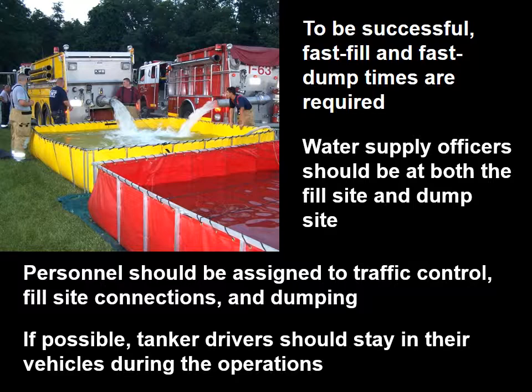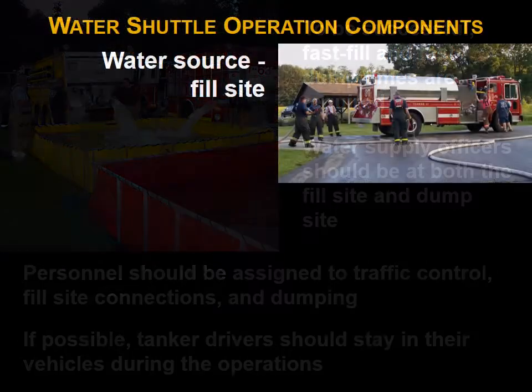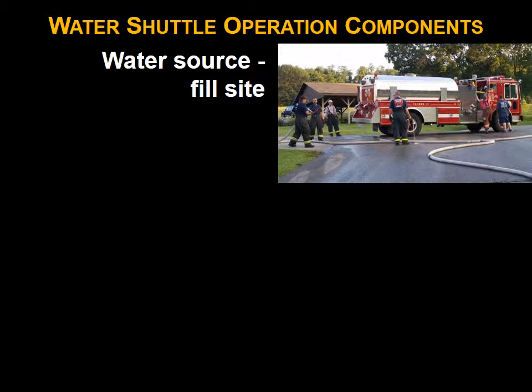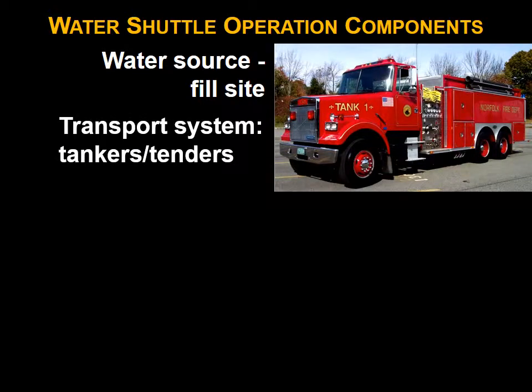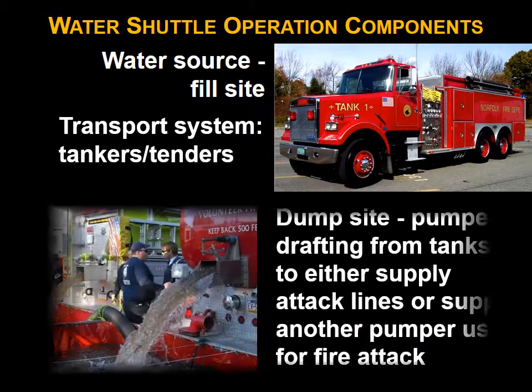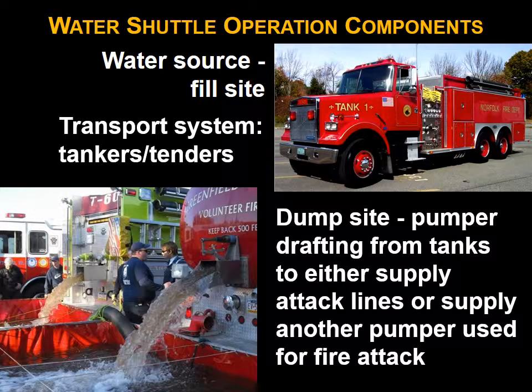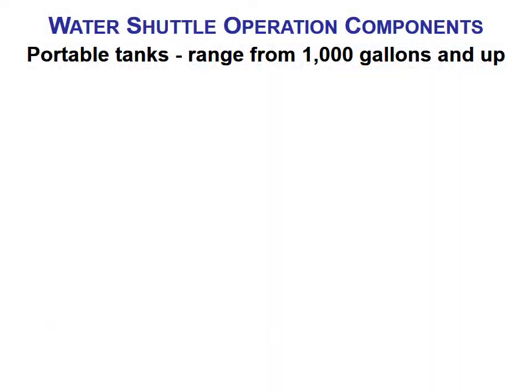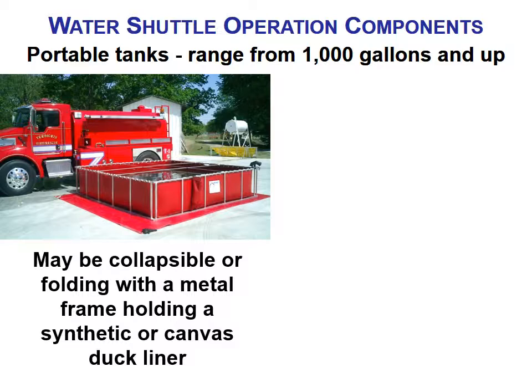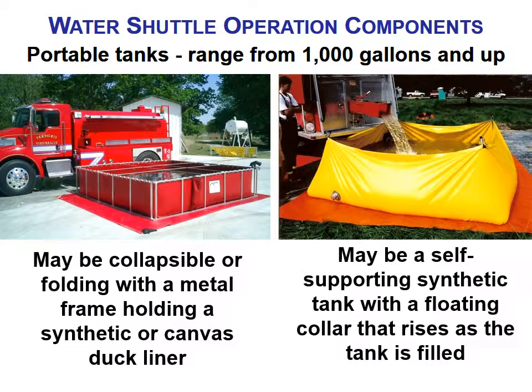Water shuttle operation components. You'll need a water source or fill site, transport system, tanker or tender, and a dump site. A pumper drafts from tanks to either supply attack lines or supply another pumper used for fire attack. Portable tanks range from 1,000 gallons and up, and may be collapsible or folding with a metal frame holding a synthetic or canvas duck liner. They may be self-supporting synthetic tanks with a floating collar that rises as the tank fills.